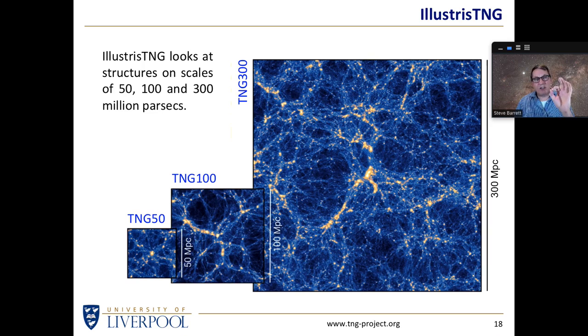But if we want to look at individual galaxies, we really need to home in and look in more detail at smaller scales. So in the bottom left there, TNG 50 looks at structures within a cube of 50 megaparsecs on a side. And TNG 100 is just the middle ground there, like Goldilocks and the three bears, just to make sure everything is okay. So to remind ourselves that a parsec is about 3 light years, so 50, 100 and 300 megaparsecs are equivalent, or approximately, to 150, 300 and 1000 million light years.